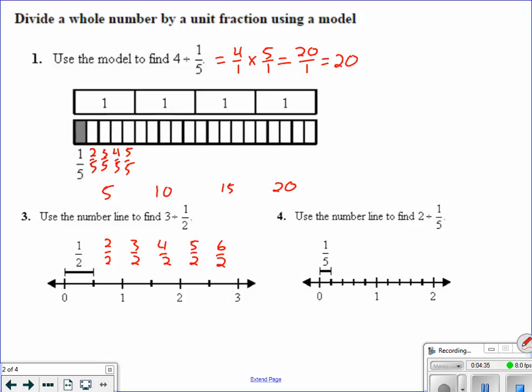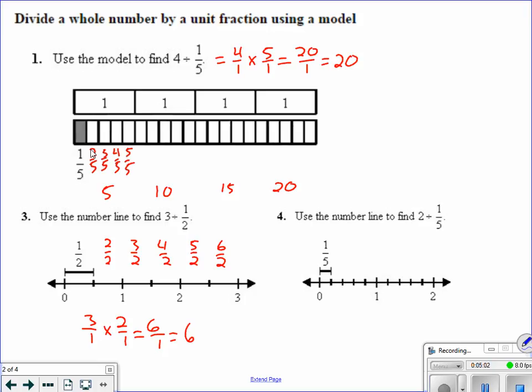Now again, if we do this mathematically, 3 is 3 over 1. I change the division to multiplication. I take the 1 over 2 and I flip it to 2 over 1. 3 times 2 is 6. 1 times 1 is 1. Again, 6 over 1 is 6. Okay, moving on to number 4.